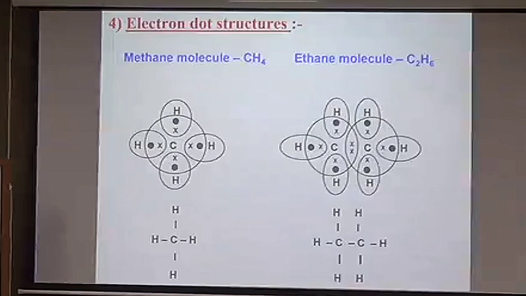Here are some more examples of covalent compounds. So methane, CH4. Then we can see another example, that is the next compound of carbon and hydrogen, that is ethane, C2H6. Again we can see the sharing of only 1 pair of electrons between the atoms. So it is also forming the single bonds only.